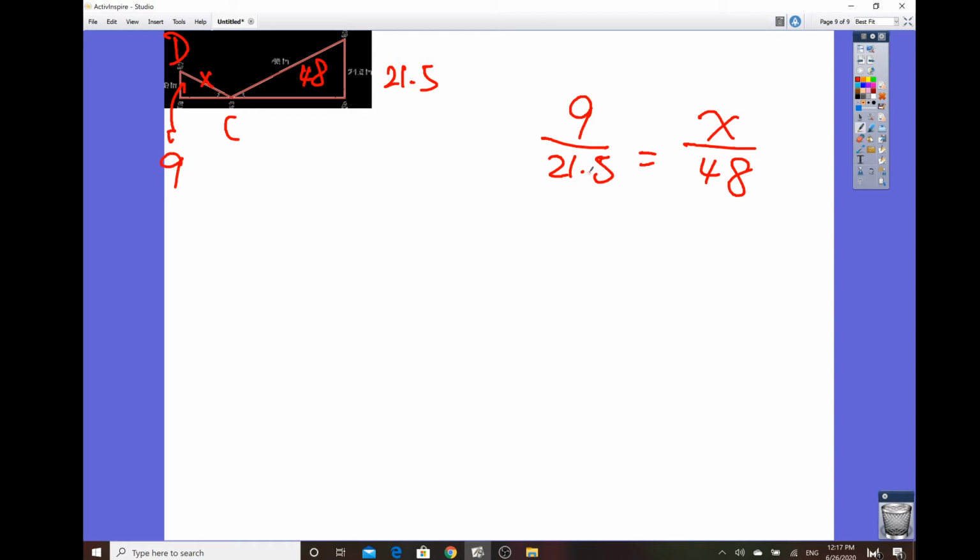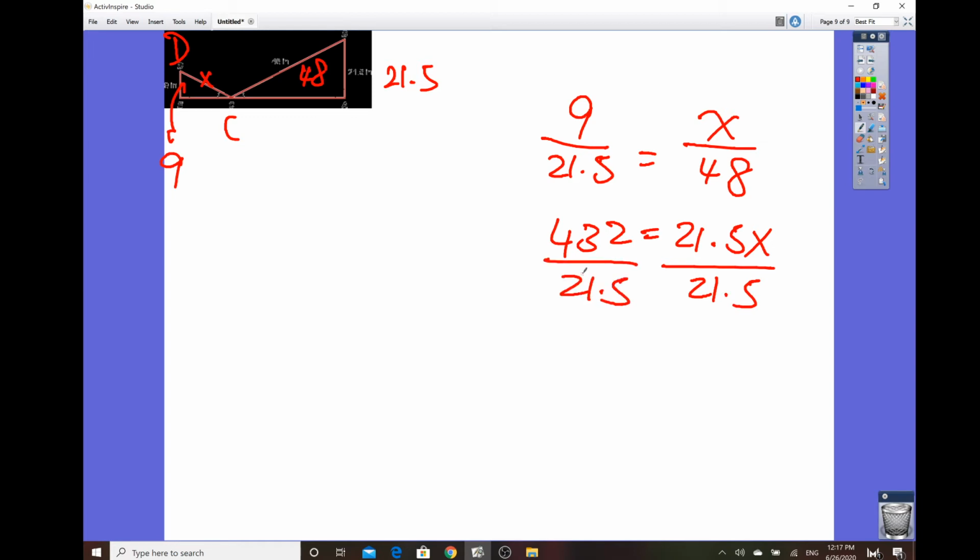So 9 over 21.5, we don't know what that is. We can always cross multiply this first. So let me use my calculator here. So 9 times 48, we got 432. So that equals 21.5x. And then divided by 21.5. So 432 divided by 21.5.